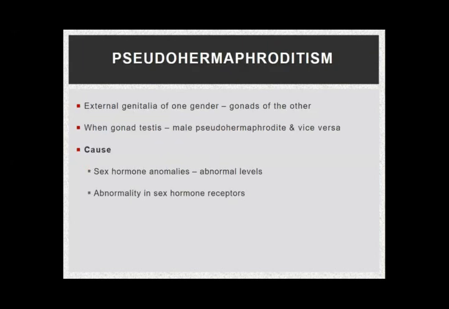Pseudohermaphrodites. In pseudohermaphrodites, the external genitalia is of one gender, but the gonad is of the other gender. Meaning, the person may be a male, but the gonad that develops is an ovary. These we call pseudohermaphrodites.